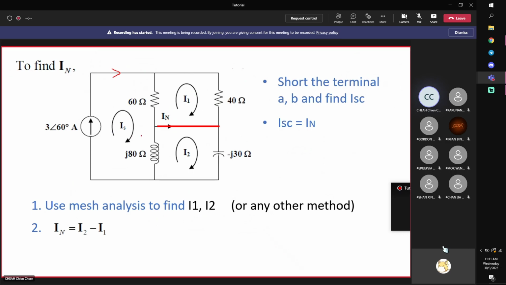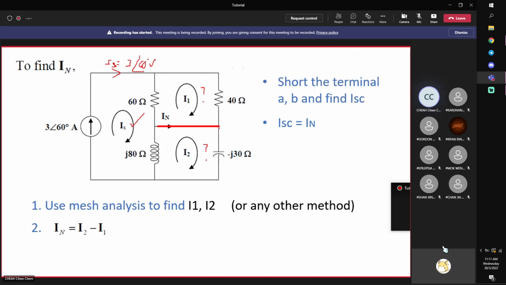Okay, mesh analysis says that we assign mesh currents, mesh current 1, 2, 3, correct? At one glance it looks like you need 3 equations, but not. This is known. This means that IS is in fact given. S stands for source, IS is in fact given to you. So only 2 are unknown, right? So mesh analysis is easier because I want to find current.